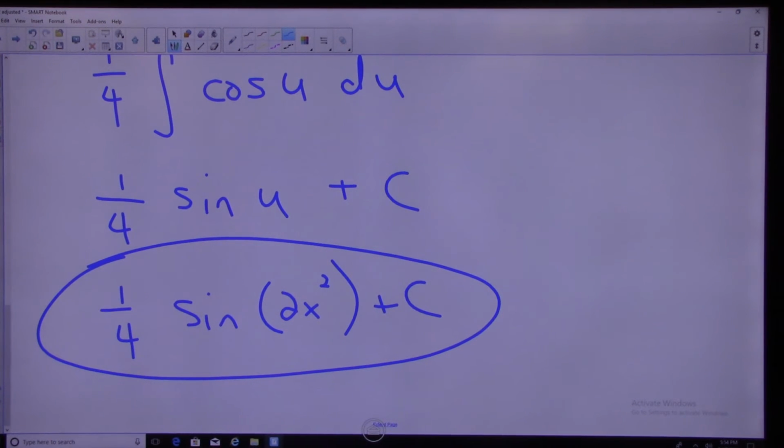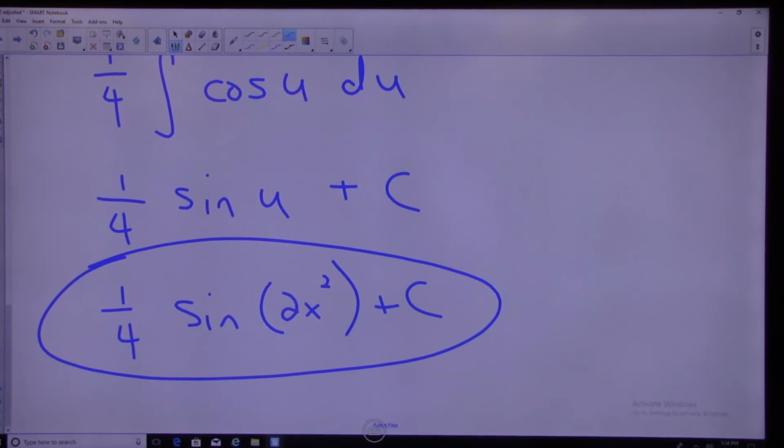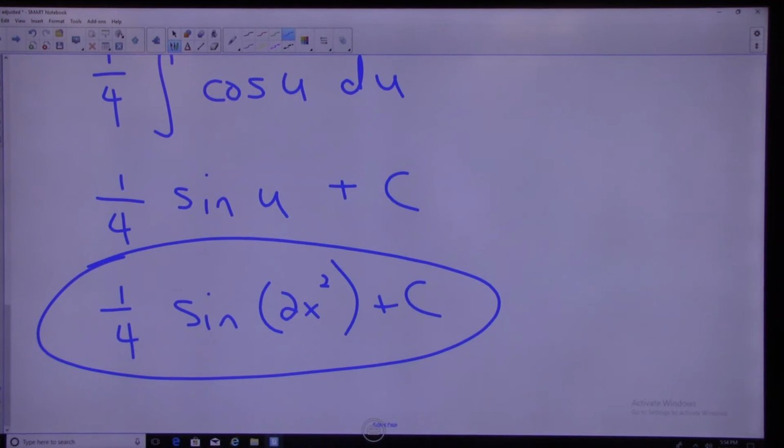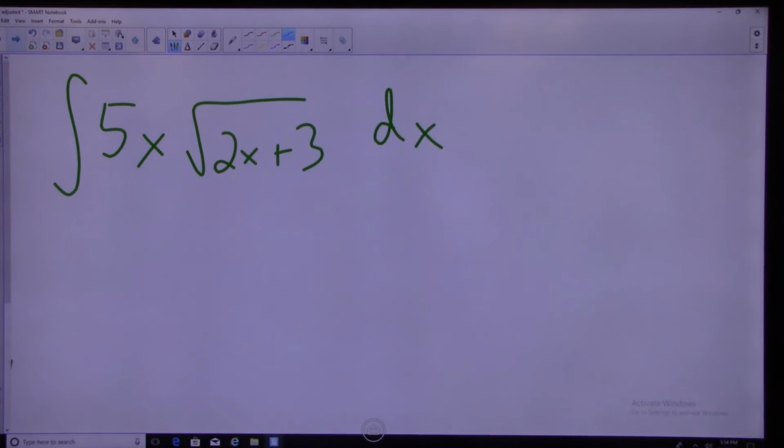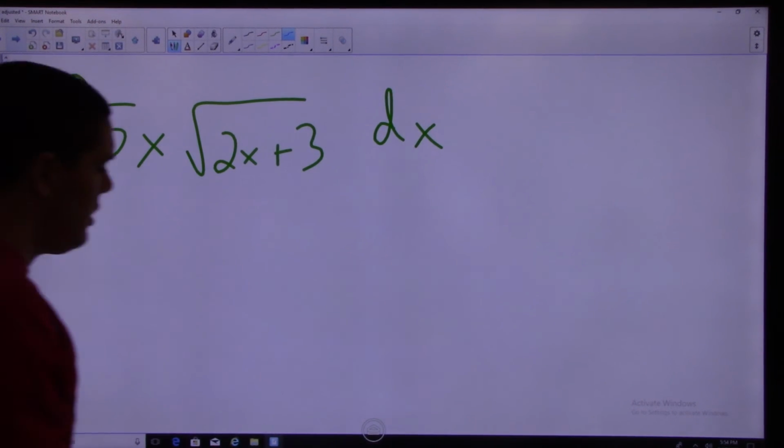All right, now this next one is going to be kind of lengthy, so let me get this started. This one's a little different, so there's something else you can do here. All right, here we go. So the integral of 5x times the square root of 2x plus 3 dx. Now this one's a little bit more challenging, and I'll explain this as I go through it. Write that down, we're going to try to solve it here.